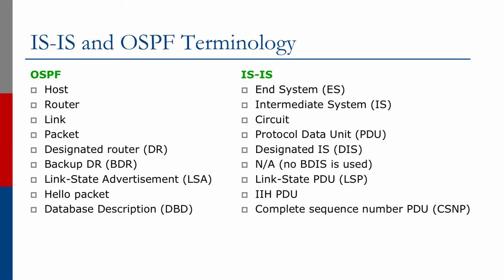So the slide shows the different terminologies used in OSPF and ISIS for the same devices. In OSPF, we talk about a host. In ISIS, it's an end system. In OSPF, we talk about a router. In ISIS, it's an intermediate system. A link in OSPF is a circuit in ISIS. A packet in OSPF is a protocol data unit in ISIS.